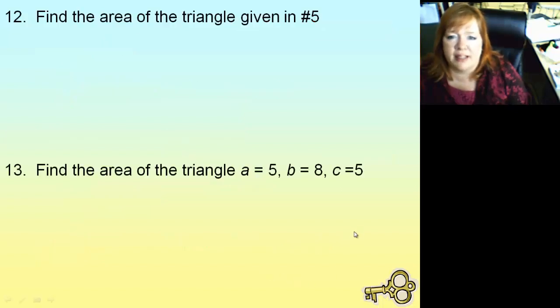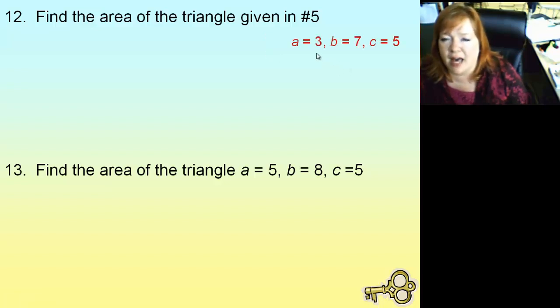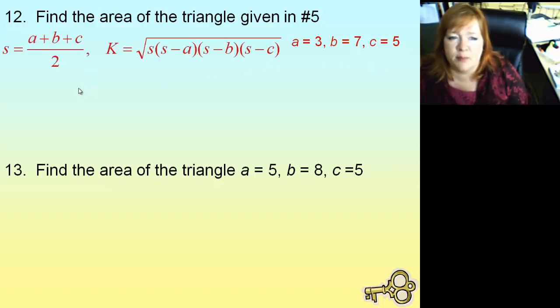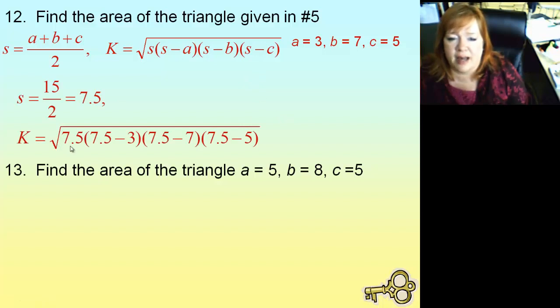Number 12, find the area given in number 5. You're given the 3 sides. So when you're given the 3 sides, the best choice is Heron's formula. So got to find the semi-perimeter first, and it's the square root of the semi-perimeter times the product of the semi-perimeter minus each of the sides. So if you do all that out, I just plug it all into the calculator. You get approximately 6.5 square units.